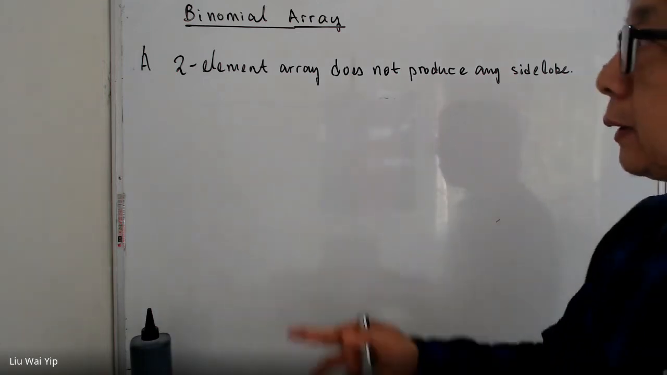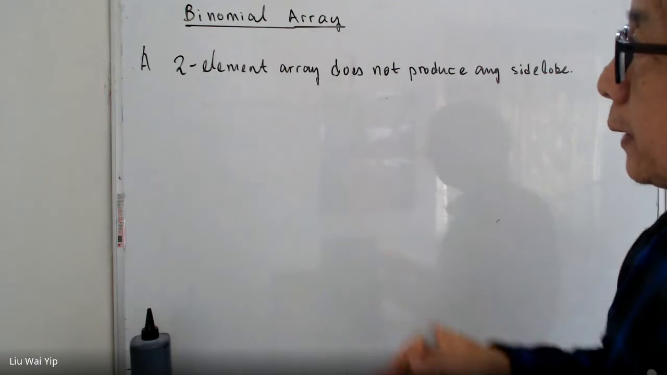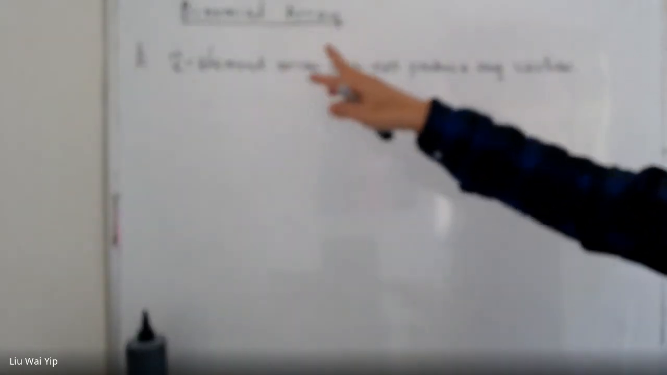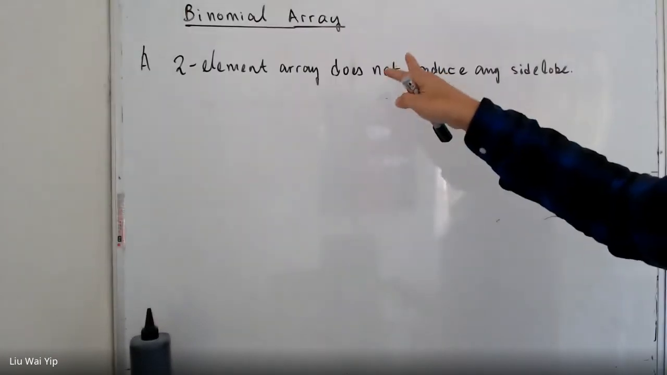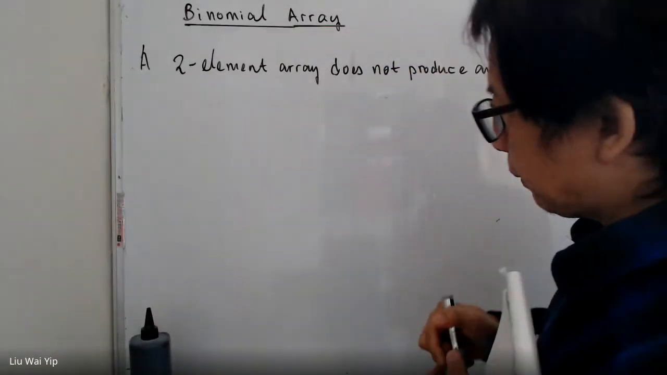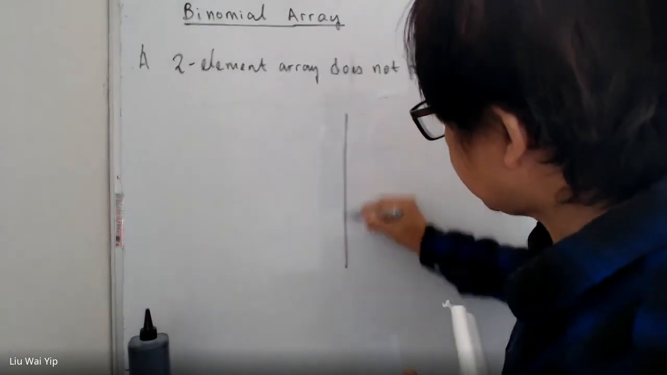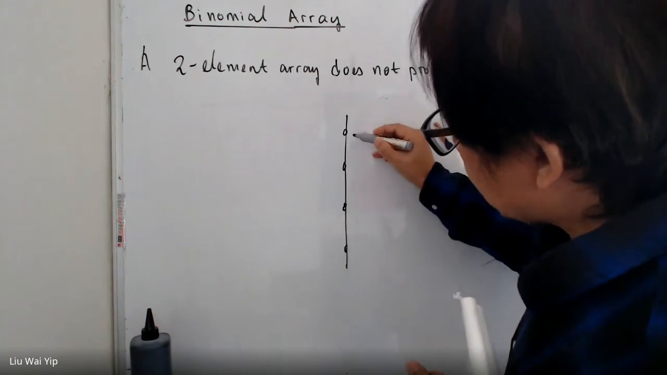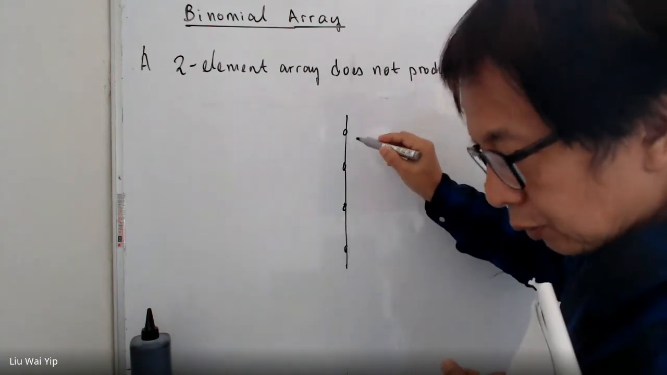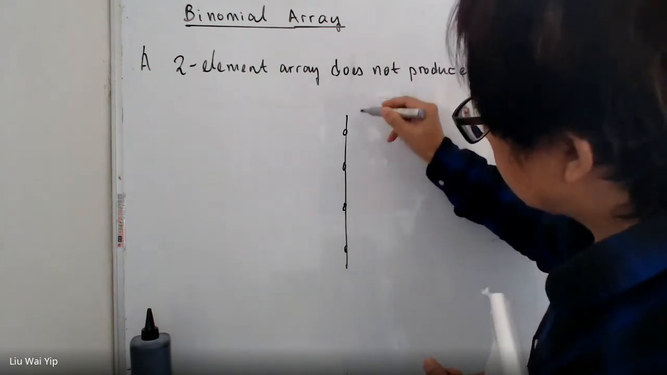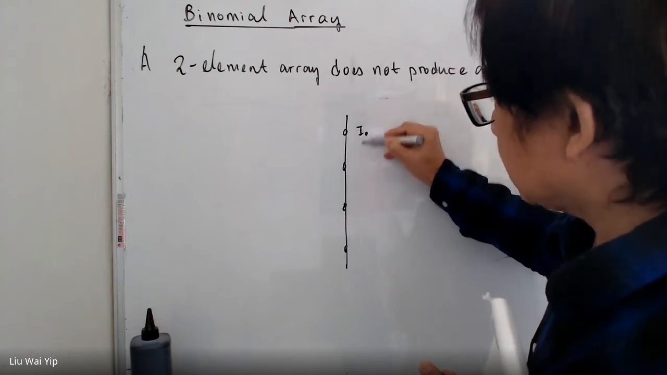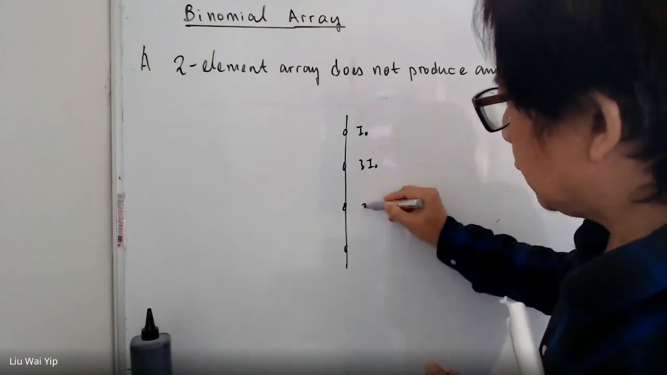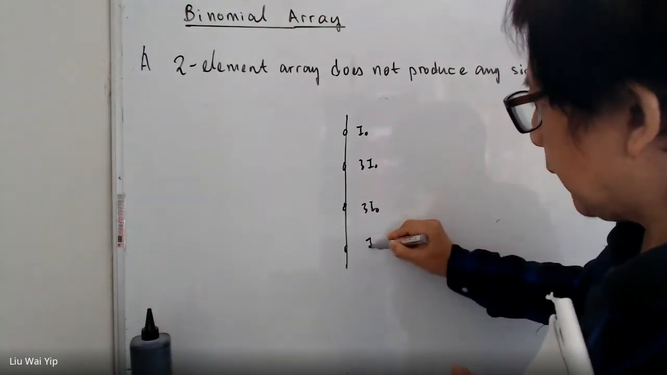Hello everyone. This video is about binomial array. Binomial array is different from uniform arrays in the sense that if you have a binomial array, their excitation coefficients may not be the same. So this one may be I naught, and this one may be 2 I naught, 2 I naught, and then this one is I naught.